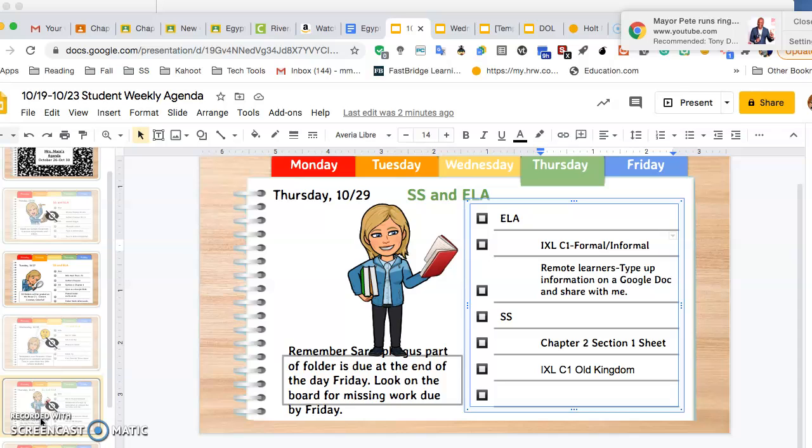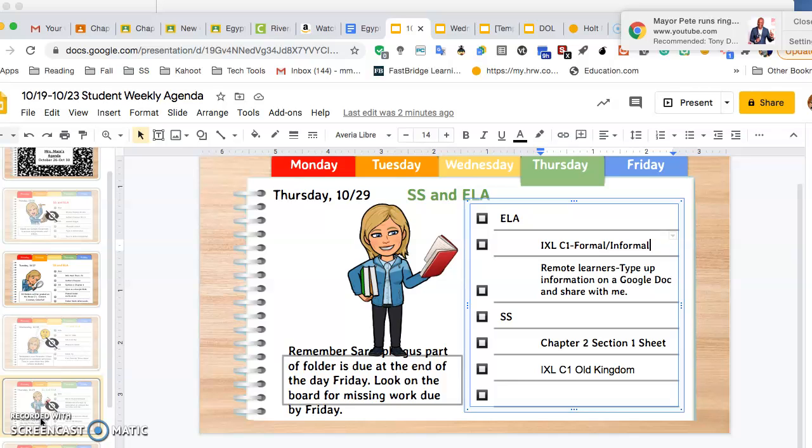We had on there to look up information about a pyramid. So if you get done with C1 quickly, if that's an easy thing for you, you can go ahead and work on that. On a Google Doc, just look up information about a pyramid. Basically, how do they think they were built? What did they look like on the inside? Do they have rooms? Do they have a certain place for them where the mummy was? What did they put in a pyramid?